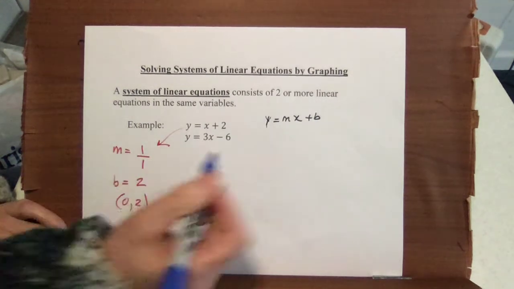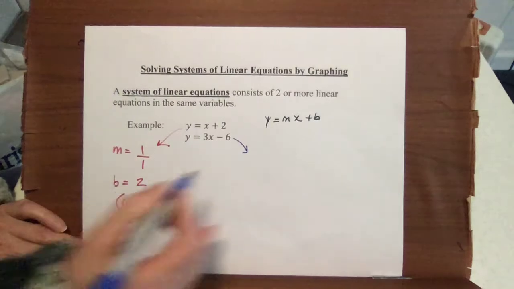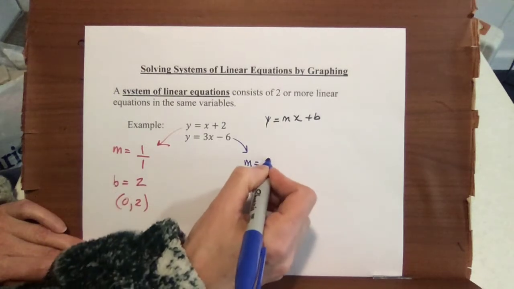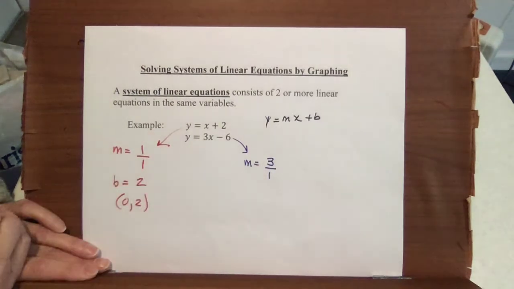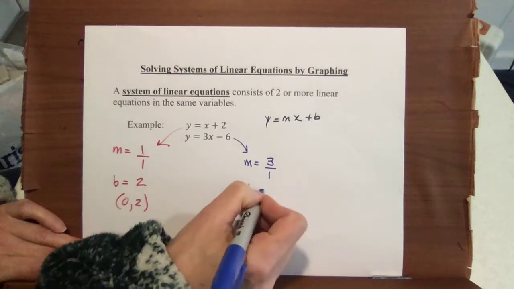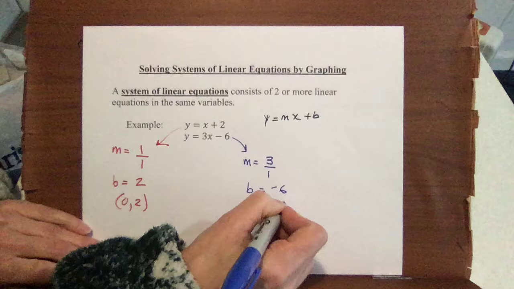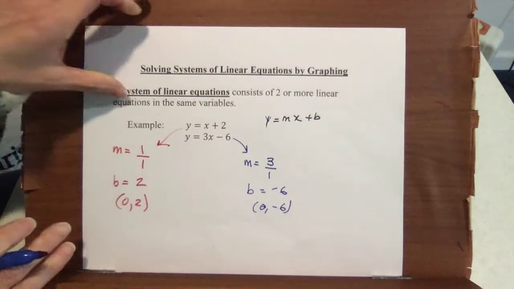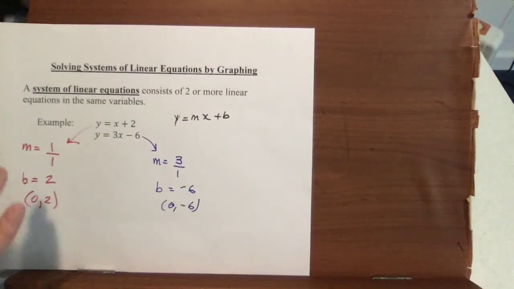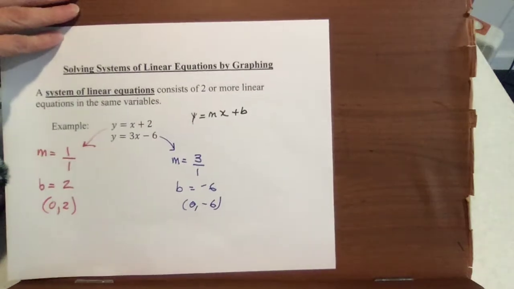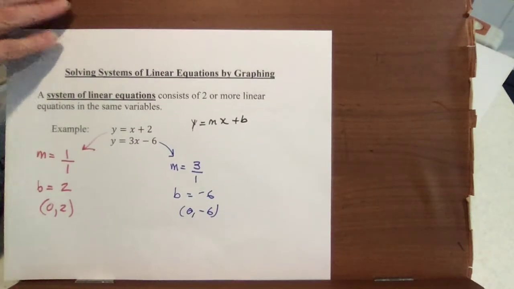Our other equation is y equals 3x minus 6. We pull off our slope and it's 3, and it's over 1 since it's an integer. Our y-intercept is negative 6, giving us the point (0, negative 6). Now we're going to take those two points and graph them.